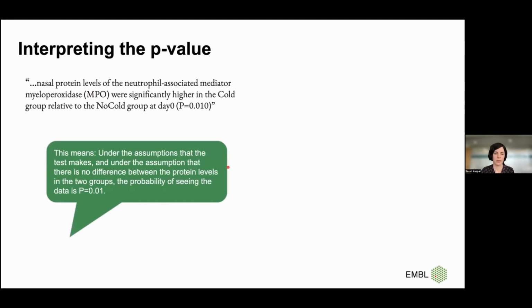So the translation of this statement is: under the assumptions that the test makes, and under the assumption that there is no difference between the protein levels in the two groups, the probability of seeing this kind of data is 0.01.